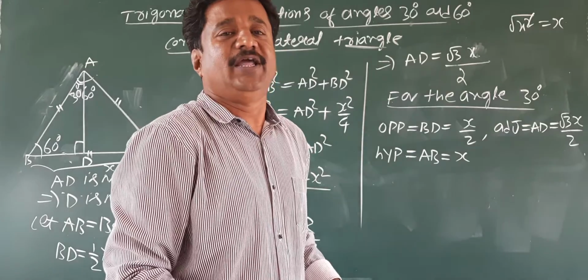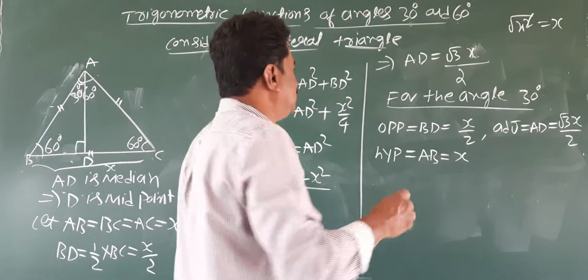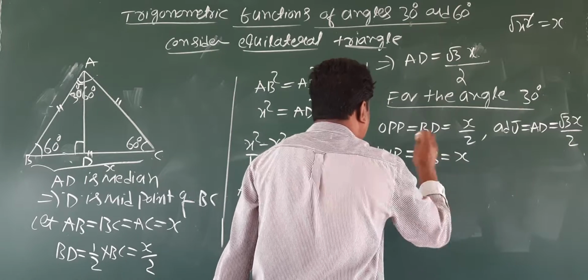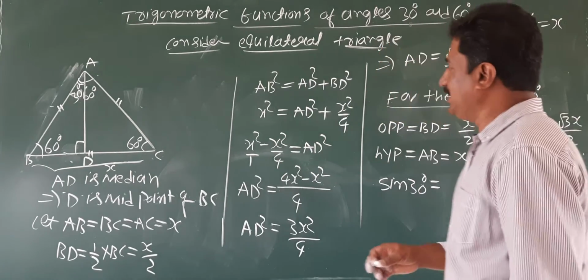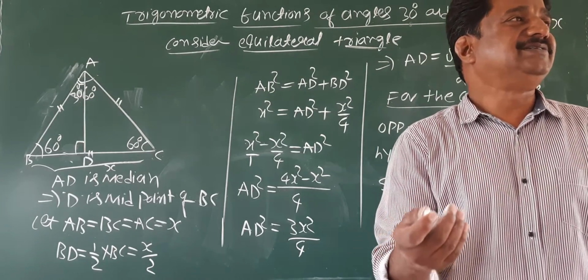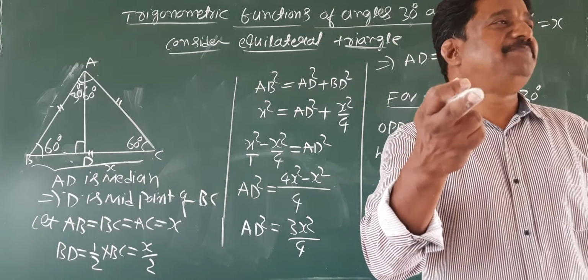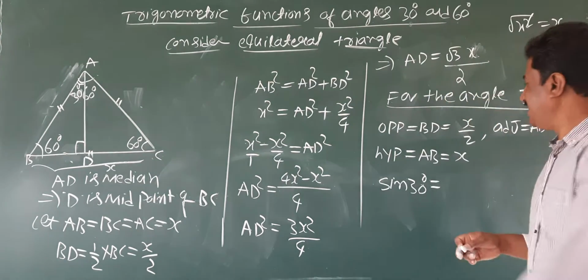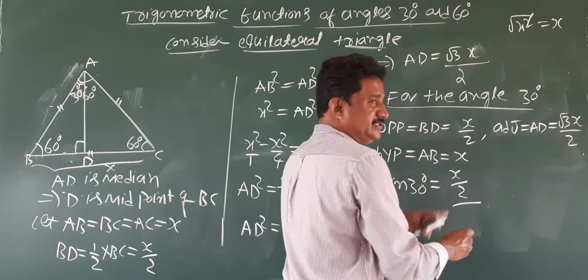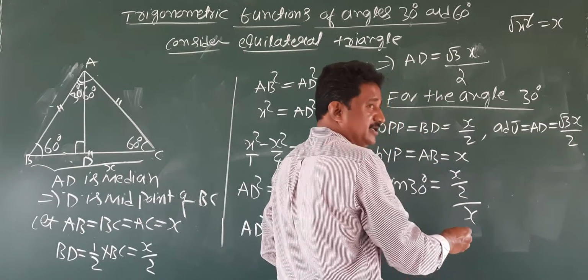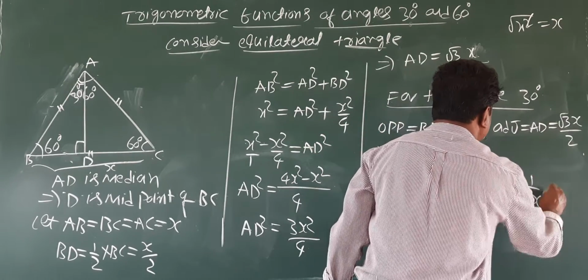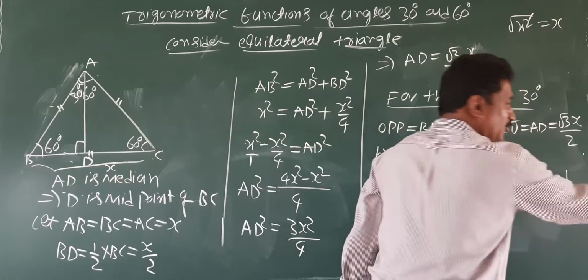Now we go for finding the values of trigonometric functions. First I take sin 30 degree. Sin theta means opposite by hypotenuse. The opposite side is x by 2. The hypotenuse side is x. So x by 2, times 1 by x. The x cancels, giving 1 by 2.